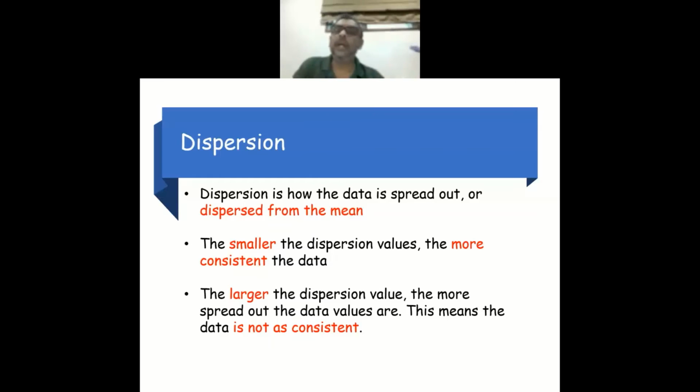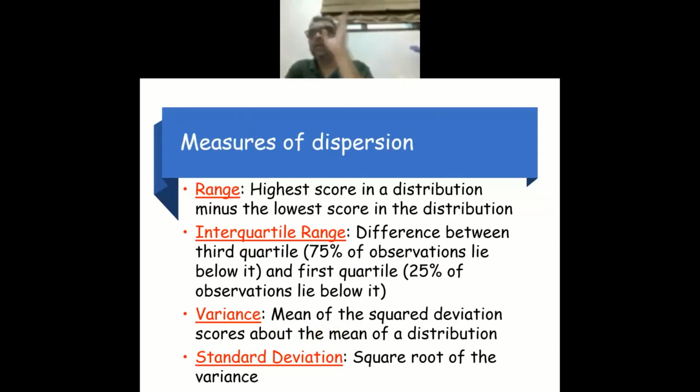Okay, the data is not consistent. So let's see how we measure this consistency. In order to measure consistency, dispersion, four methods have been suggested: range, interquartile range, variance, and standard deviation. Okay, so you want to see the dispersion in your data.